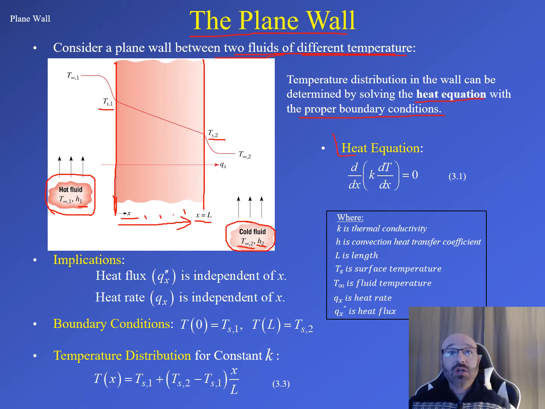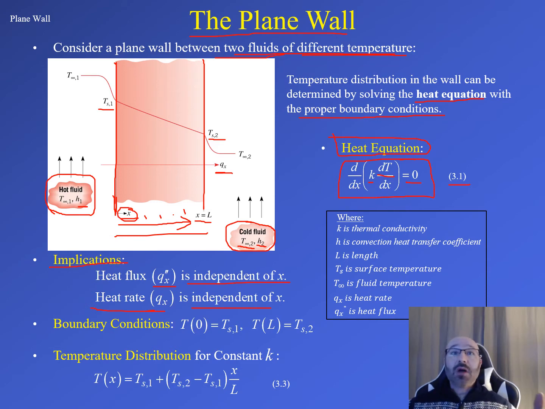So this is our general heat equation for the plane wall, and this comes from equation 3.1 in our textbook. We have d/dx of k, where k is our thermal conductivity, times dT/dx, the change in our temperature with respect to that distance x, and this is equal to 0. This is our general form of the heat equation from equation 3.1 in our textbook. Now there are some implications that we can see. The implication is that our heat flux, q_x double prime, is going to be independent of that distance x. No matter where you are in the wall, your heat flux is going to be independent of that location. Same as our heat rate, q_x, which is also going to be independent of this direction x as well.